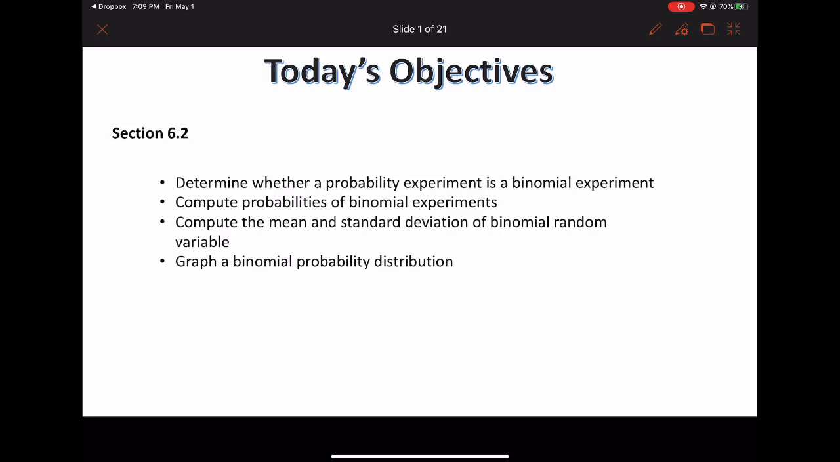We're going to first determine whether a probability experiment is a binomial experiment. Then we're going to compute probabilities of binomial experiments, and compute the mean and standard deviation of binomial random variables. We're not really going to graph the binomial probability distribution, but we're going to talk about what a graph would look like and how to determine if it is bell-shaped, because as you remember, in order to use the empirical rule, it requires a normal distribution that is not skewed left or right. So we need to determine if it's a normal distribution in order to do the math that we're doing. So that's what we're doing in 6.2. So let us jump in.